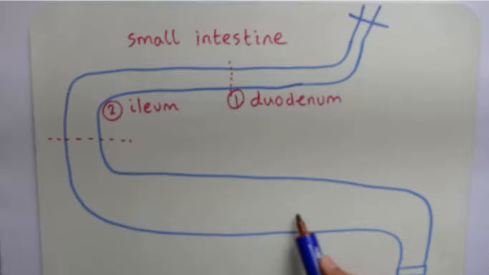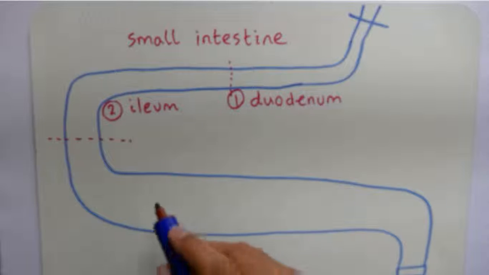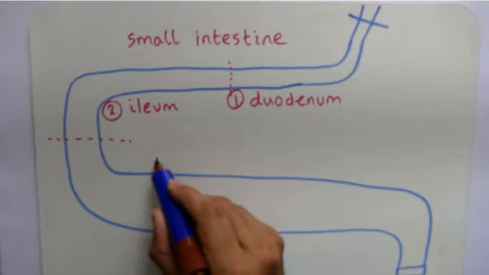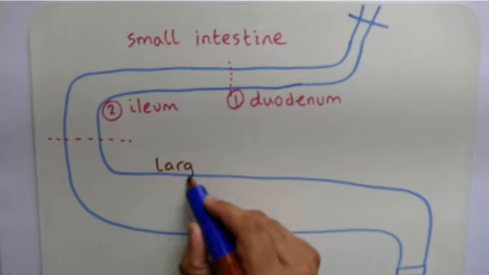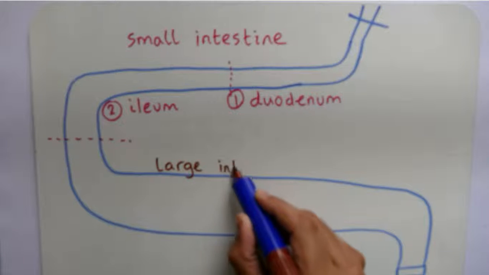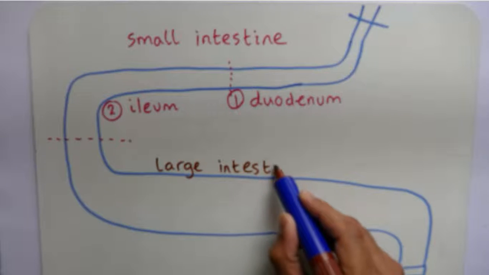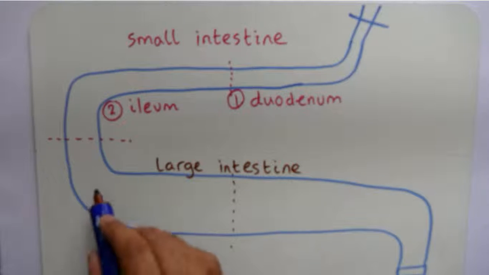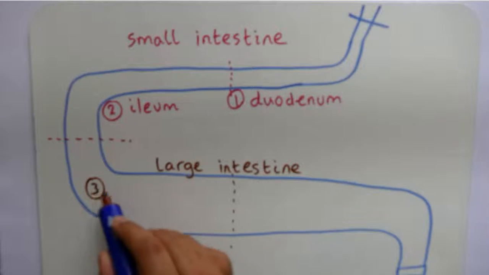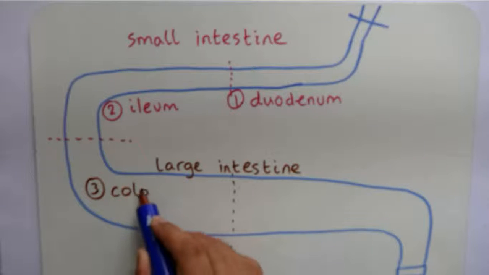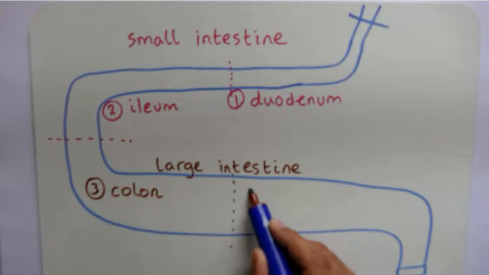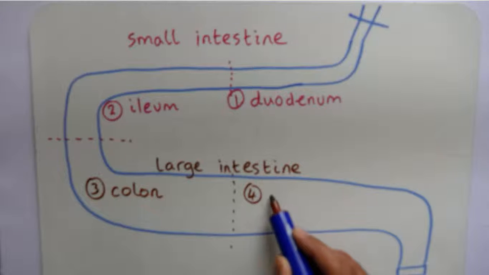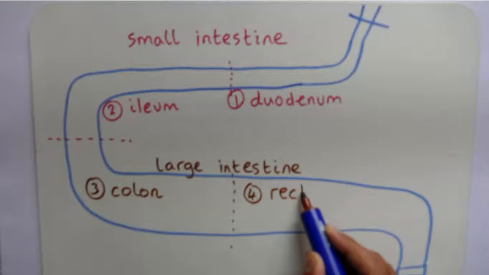This part is the large intestine. So let's label this up. Large intestine. And we're going to split this up into two parts as well. The first part is called the colon, and the second part is called the rectum.